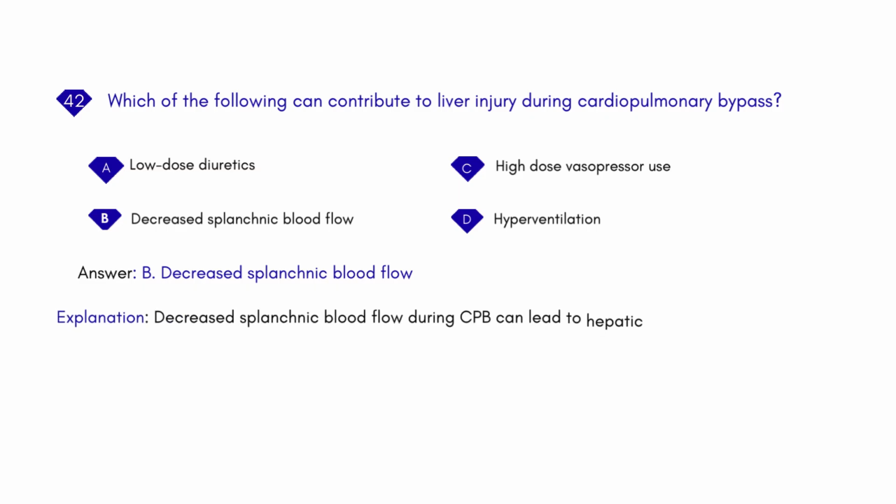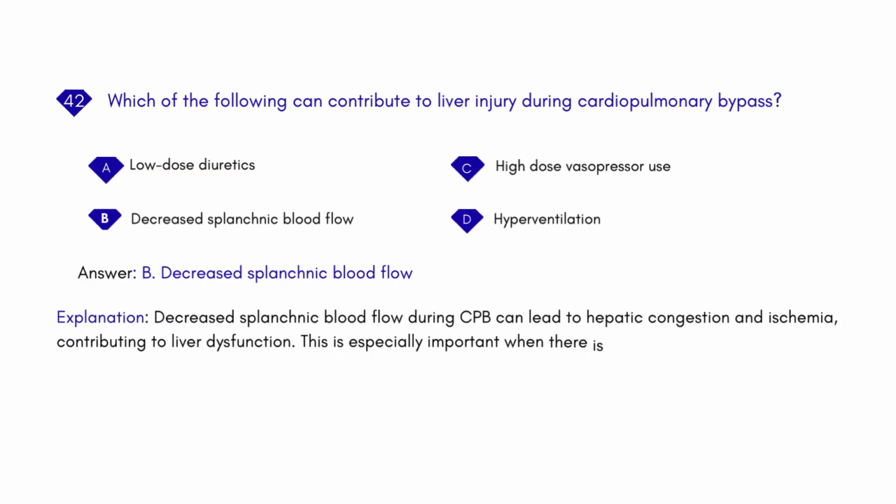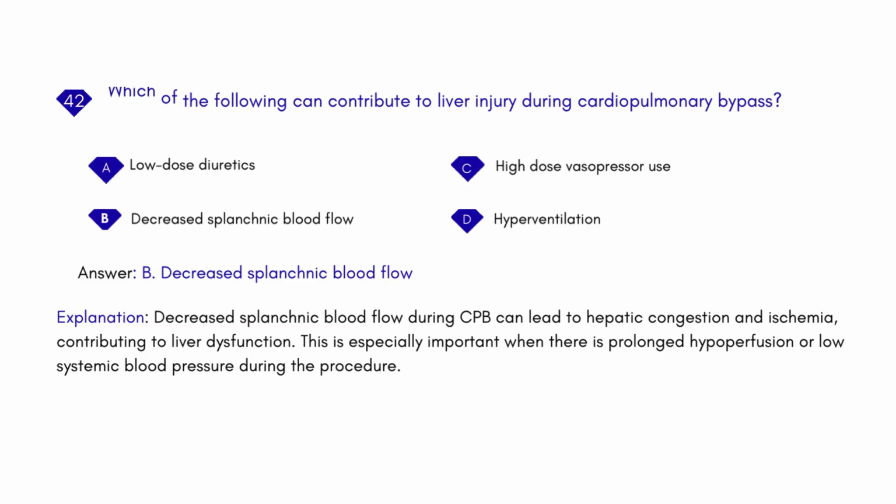Explanation: Decreased splanchnic blood flow during CPB can lead to hepatic congestion and ischemia, contributing to liver dysfunction. This is especially important when there is prolonged hypoperfusion or low systemic blood pressure during the procedure.